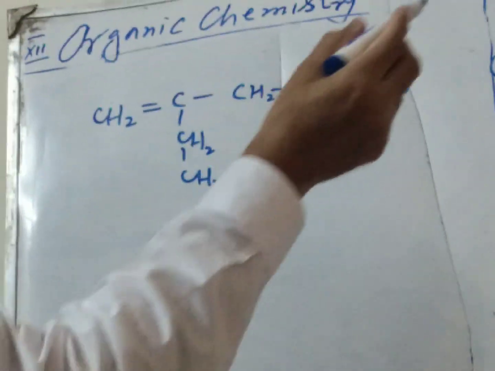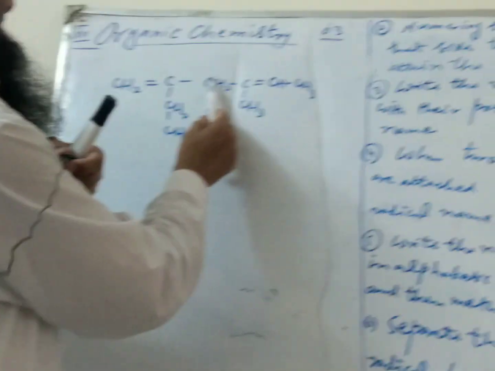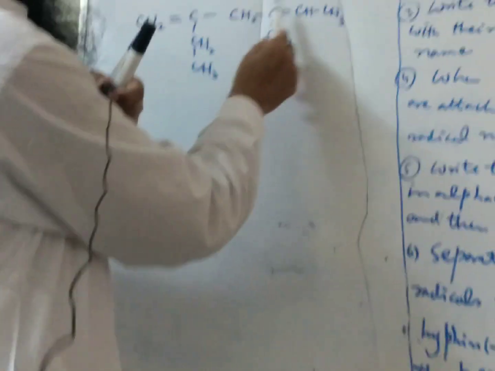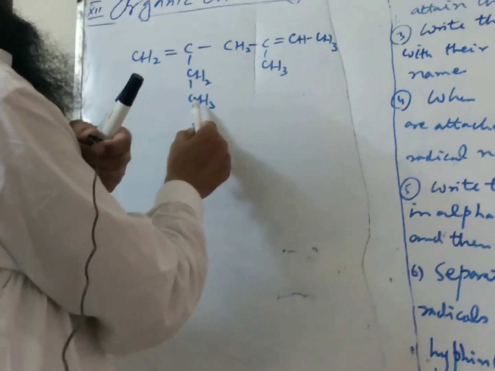Now count according to the rule, count the number of carbon atoms to select the chain. 1, 2, 3, 4, 5, 6. 1, 2, 3, 4, 5, 6, 7.